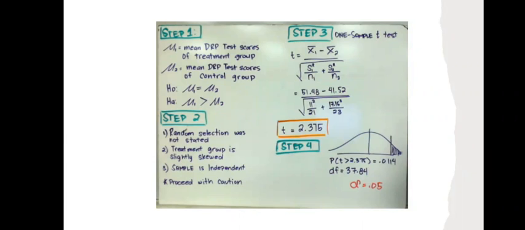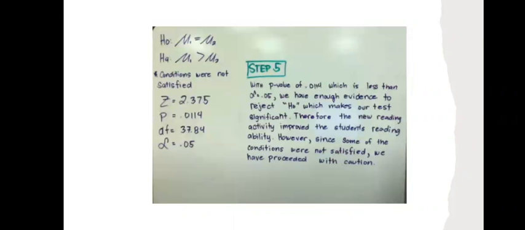In step 2, random selection was not stated, the treatment group is slightly skewed, the samples are independent, and we shall proceed with caution. In step 3, the sample is taken, the formula is applied and the values are put in, and t comes out to be 2.375, the p value comes out to be 0.114, the degrees of freedom is 37.84, and alpha is 0.05. Hence, the conditions were not all satisfied.